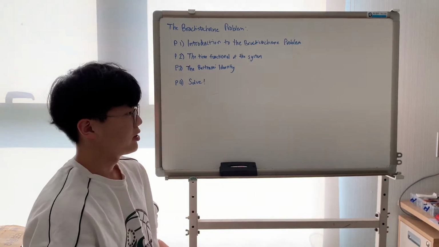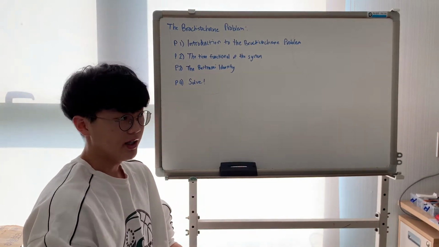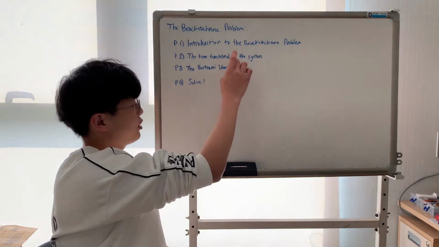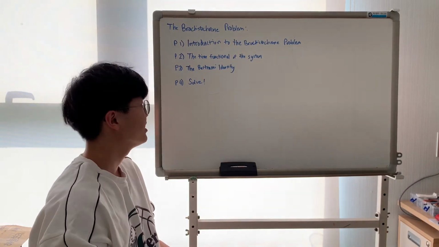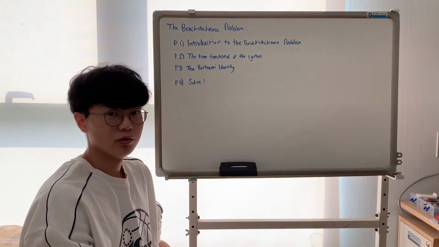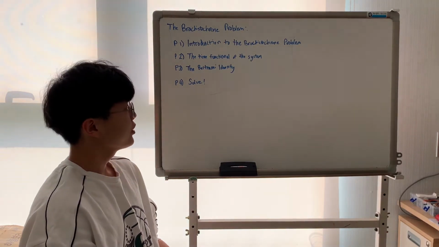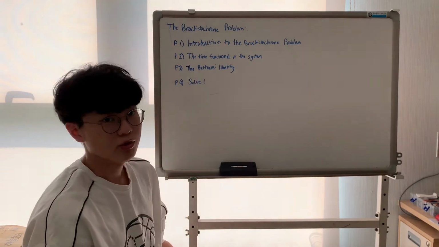And finally, we're going to insert the time functional into the Beltrami identity and solve the Brachistochrone problem. So first, part 1, introduction to the Brachistochrone problem.